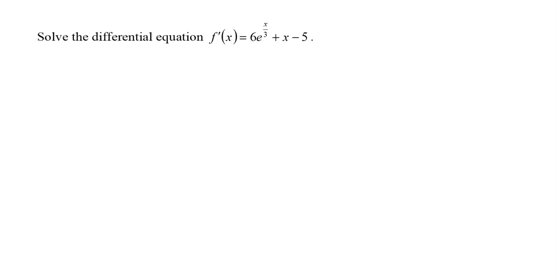All right, so now let's take a look at solving this differential equation. And let's explain a little bit more about differential equations, I guess. Because at first it's a little bit confusing because you're used to having equations and solving for x, right? In this case, though, we have a derivative, right? F prime of x is equal to something.